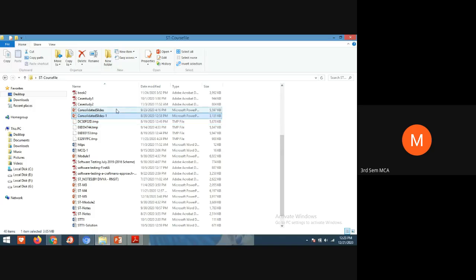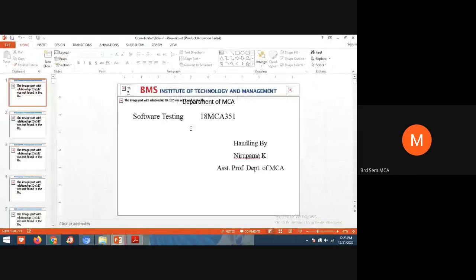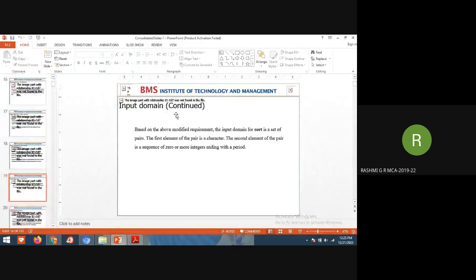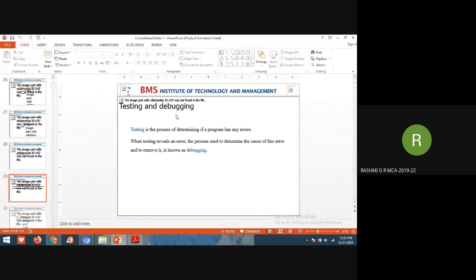Static testing is a software testing technique, ma'am, which is used to check the defects in software applications without executing the code.